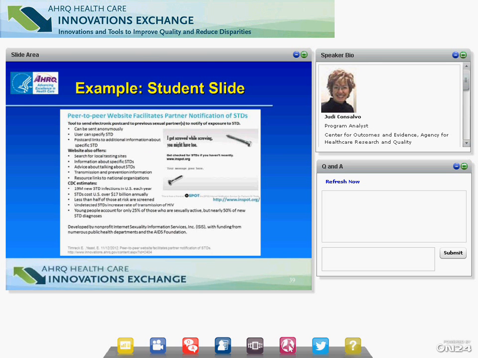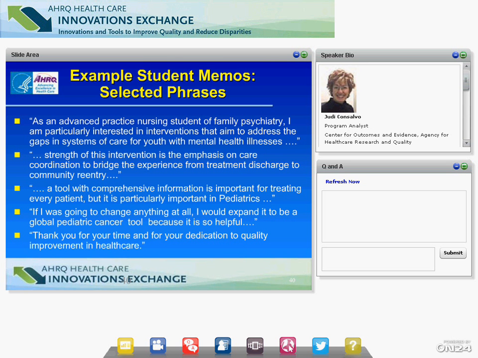are some examples of selected phrases from the student memos. I'm going to let you just quickly look at them. As you know, you can go back and see these. And I will mention that the memos themselves, there are 6 examples on the Innovations Exchange. There's a link to that website at the end of this presentation, and you can read them carefully if you like.